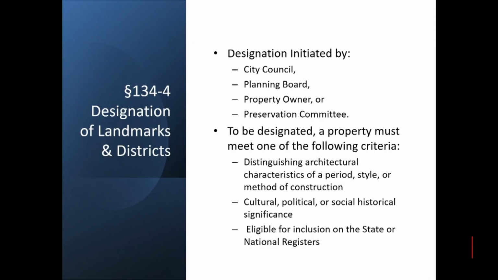It either has distinguishing architectural characteristics that represent a certain period, style, or method of construction. It can be a more simple structure that is just associated with a cultural, political, or social historical moment, person, or organization. Or it can be listed as eligible for inclusion on the state or national registers. So there's 3 levels of historic designation: national, state, and then local level. And we're talking specifically about the local level today.